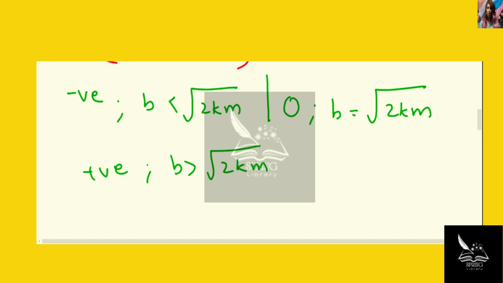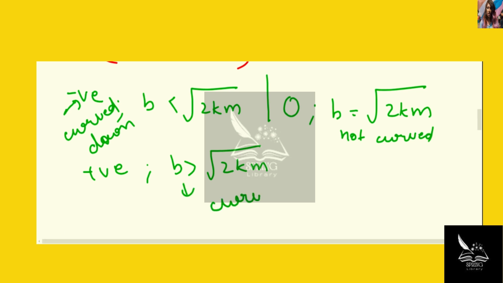So the graph in the three cases will be curved down, not curved, and curved up. So in this case it will be curved down here, not curved, and in this case it will be curved up. Understood the three cases of this? Okay, so this is the entire procedure of it. Hope you understood that.